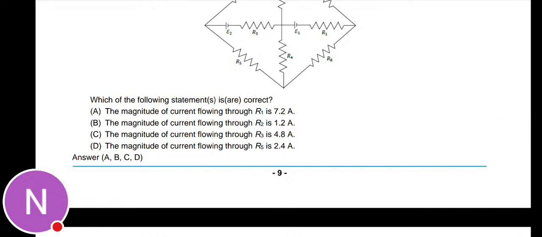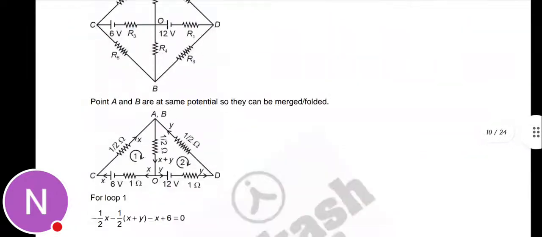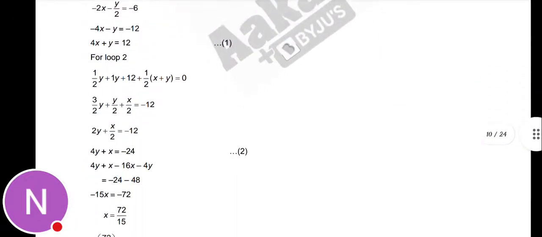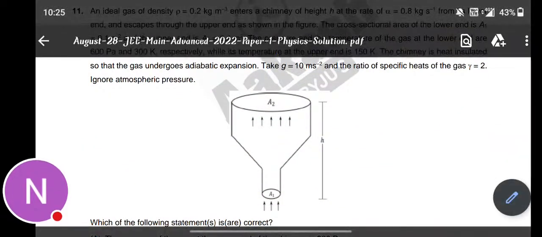So the answer for question number 10 is all of them, A, B, C, D, all we have to write. Okay, now moving on to our next question, that is question number 11.